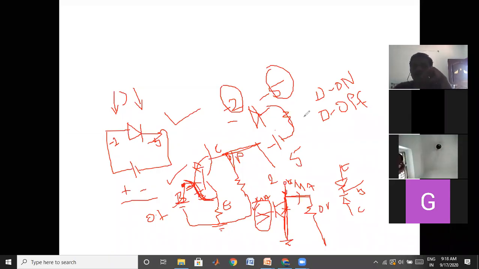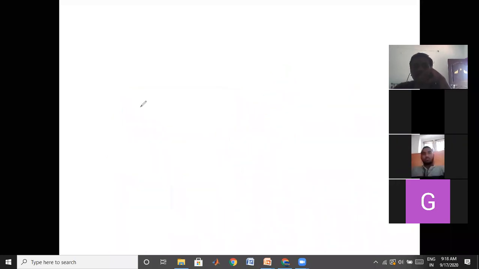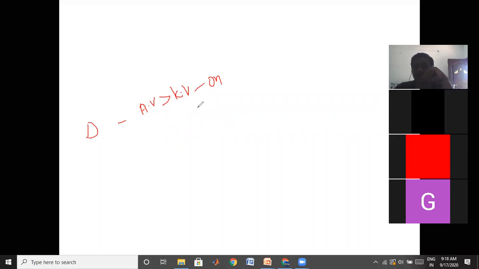In order to make the diode on, the anode voltage should be greater than the cathode voltage. This is the first point, regarding the diode. I am not talking about polarities. It may be a negative voltage or positive voltage, or a combination of both. That means if on the cathode side I apply a positive voltage and on the anode side I apply a negative voltage, definitely the diode will be in off state.